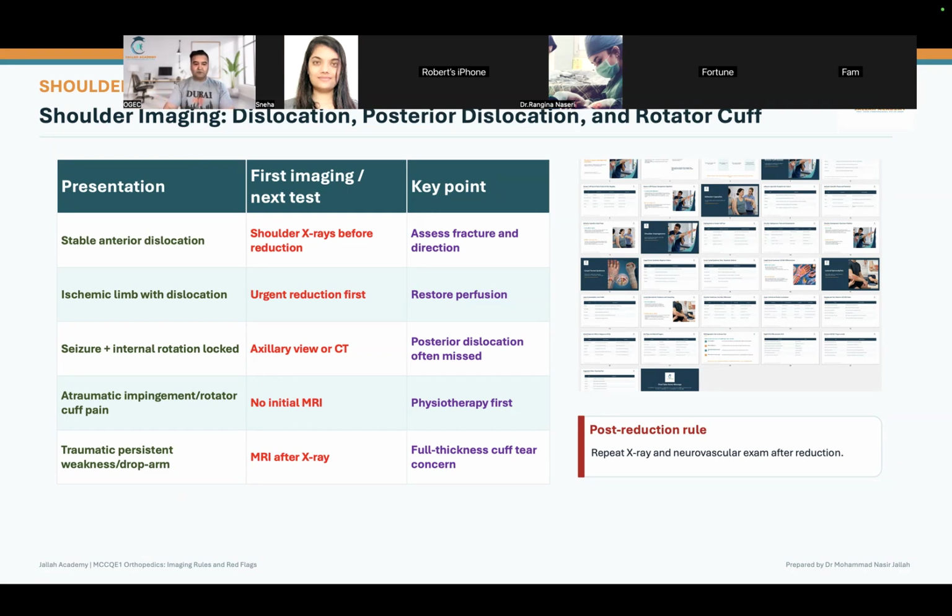Seizure plus internal rotation locked usually calls for an axial view or CT scan, posterior dislocation. For the posterior dislocation, this is what they need you to know: you do the axillary X-ray, and also you do the CT scan for the posterior. For anterior, you just do the X-ray. Remember, for the posterior, you do the CT scan. It is not mandatory, you do the X-ray or the CT scan. But for the anterior, usually you do the X-ray on its own.